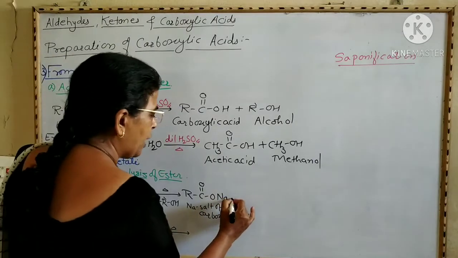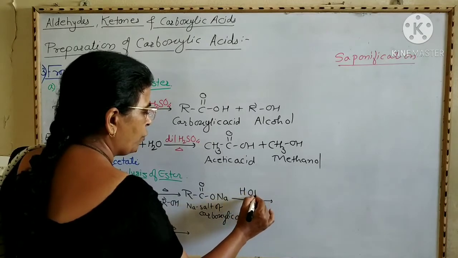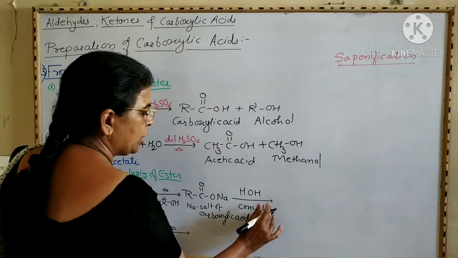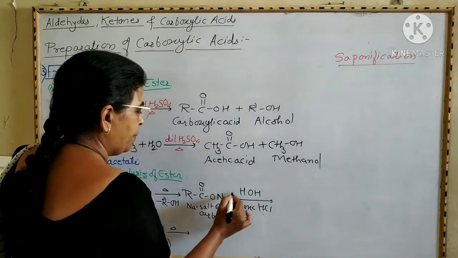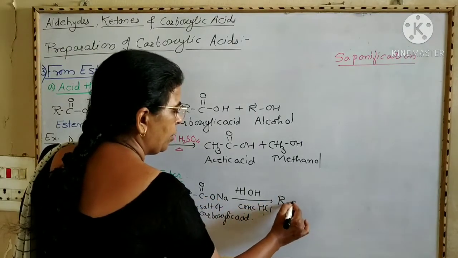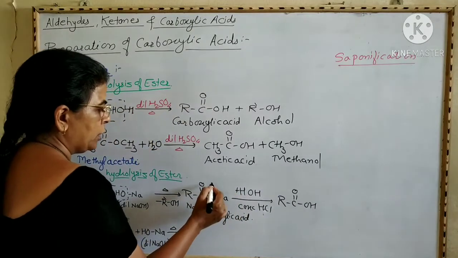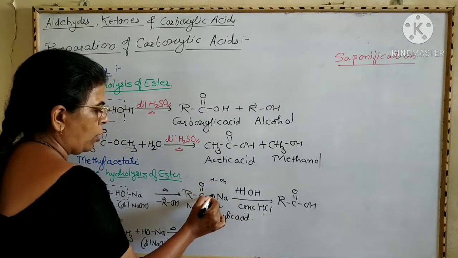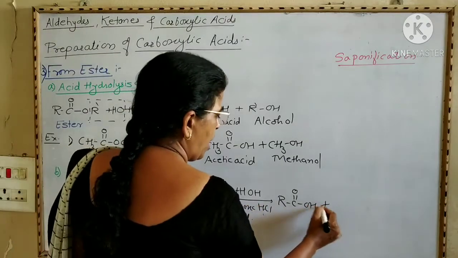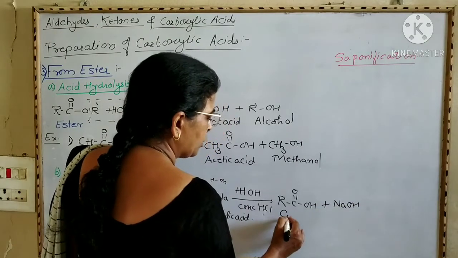This sodium salt of carboxylic acid then undergoes hydrolysis again, that is, addition of water molecule is carried out in the presence of concentrated HCl or H2SO4. Then here RC=OH is formed, that is, from the water molecule this hydrogen gets attached to this oxygen atom, then this OH gets attached to this sodium, to form RC=OOH plus NaOH. This is carboxylic acid.